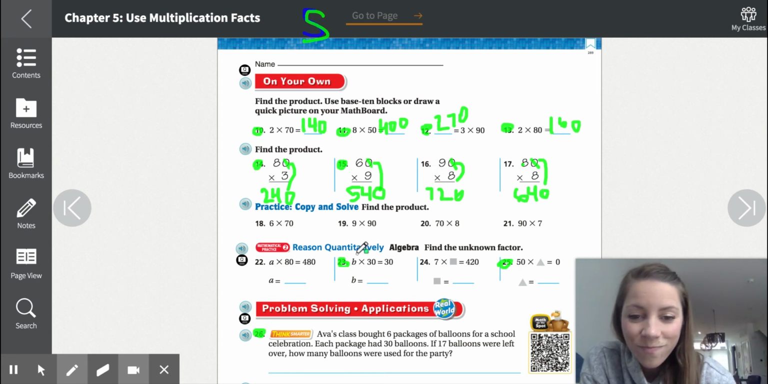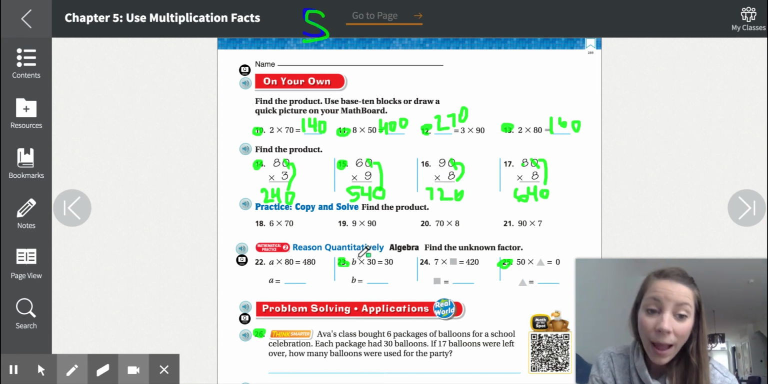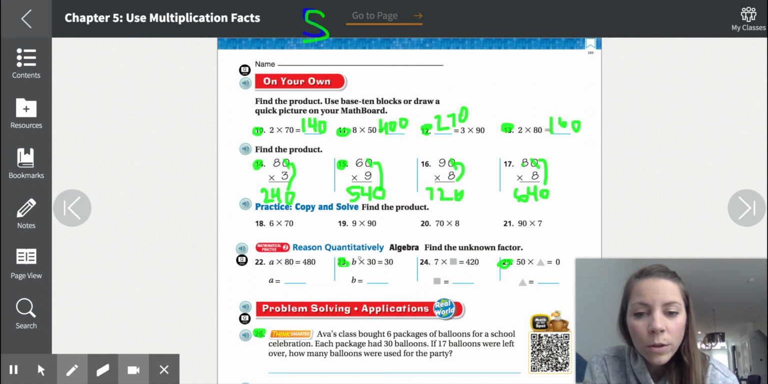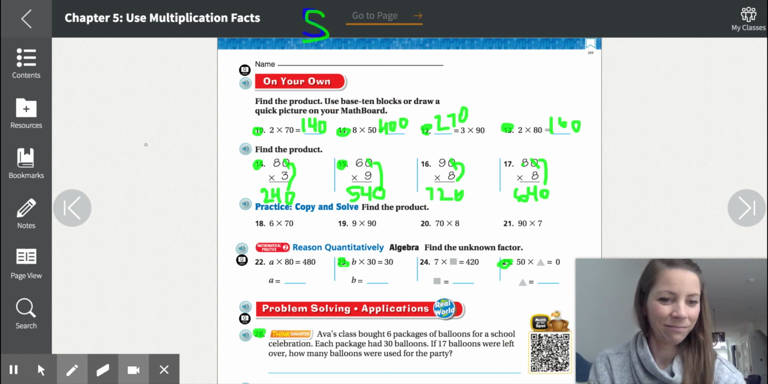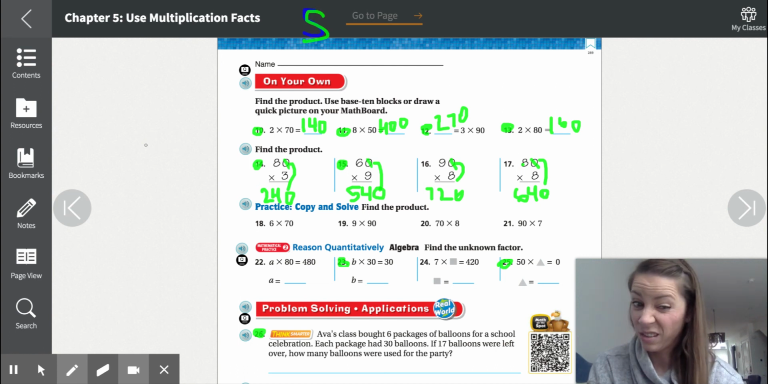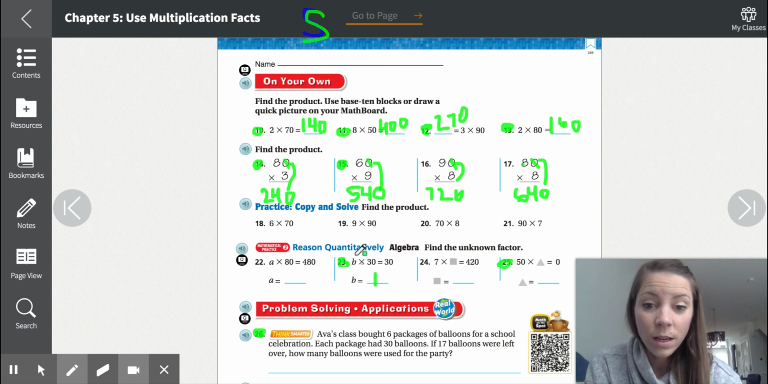Okay, now these ones are the backwards ones where you have to find the missing factor. So what would you multiply by 30 to equal 30? How many 30s do you need to get 30? Well, just one 30 gets you 30. So B would be 1. Let's check to see if that works. Is 1 times 30 30? Yeah.